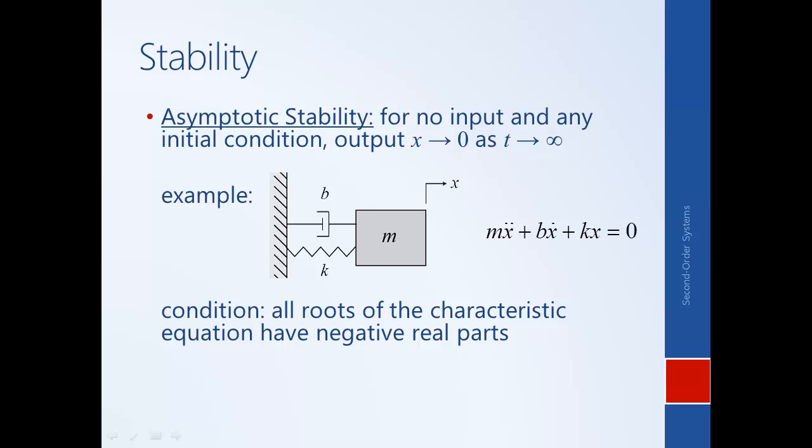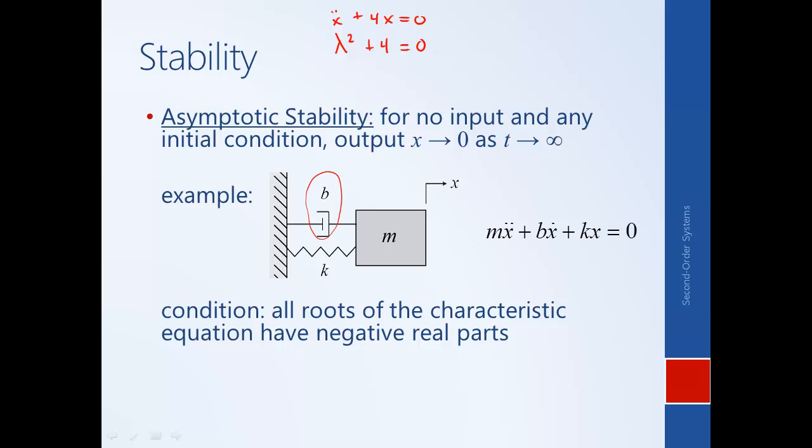What if our system has no B? So what if our system has no damper? Do you think it'll be asymptotically stable? Well, let's think about it for a second. So let's say that we had a differential equation where it has no x dot term, no b term. So in this case, the characteristic equation is lambda squared plus 4 equals 0.